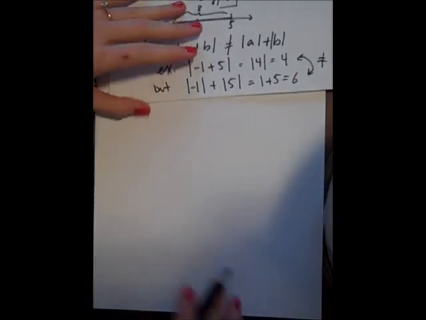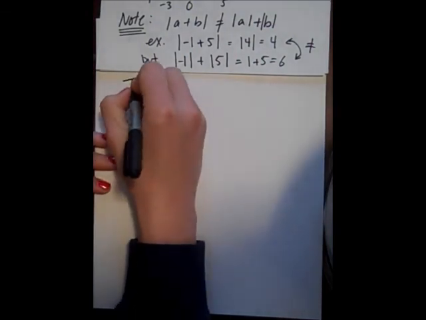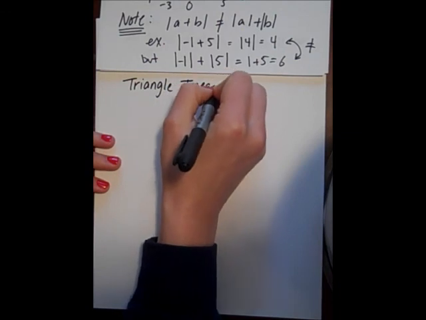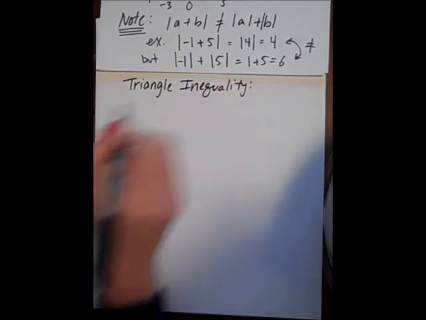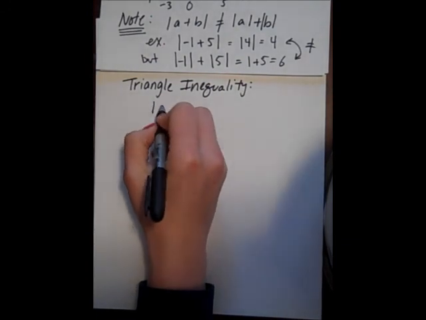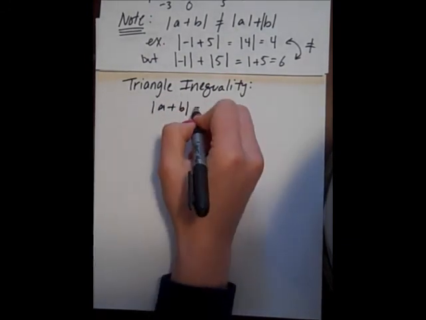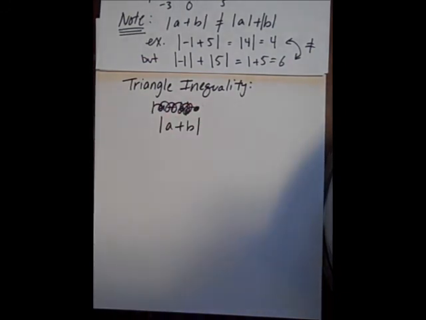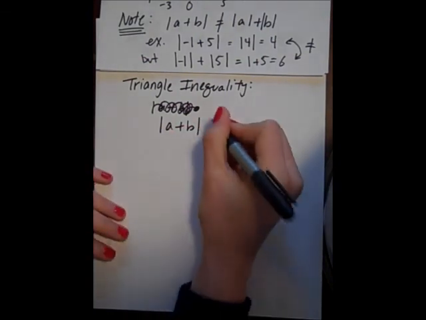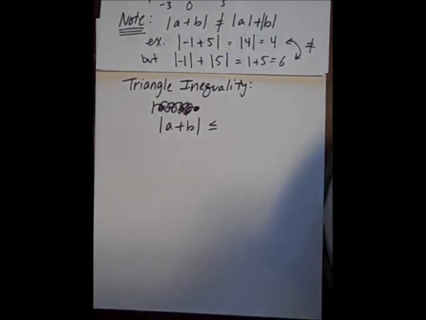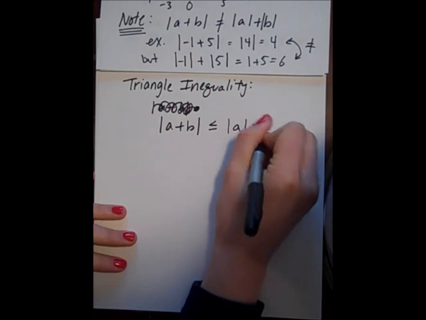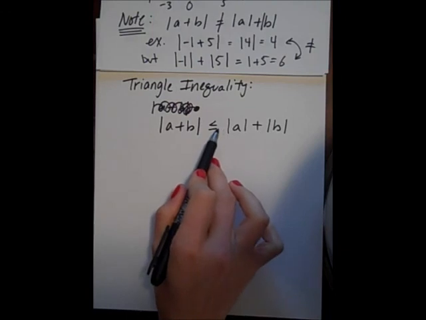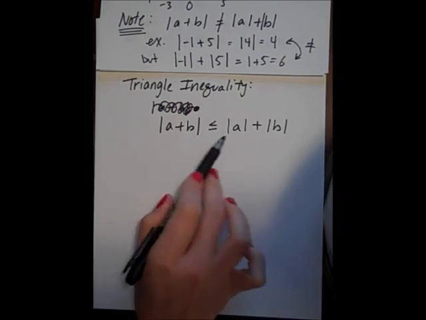But there is something we can use, and it's called the triangle inequality. What does the triangle inequality say? I can't necessarily break the absolute value of A plus B up to be the absolute value of A plus the absolute value of B. But what I can do is bound it. I can say this is less than or equal to the absolute value of A plus the absolute value of B. I can't say they're equal, but I can say that the one on the left is less than or equal to the one on the right.